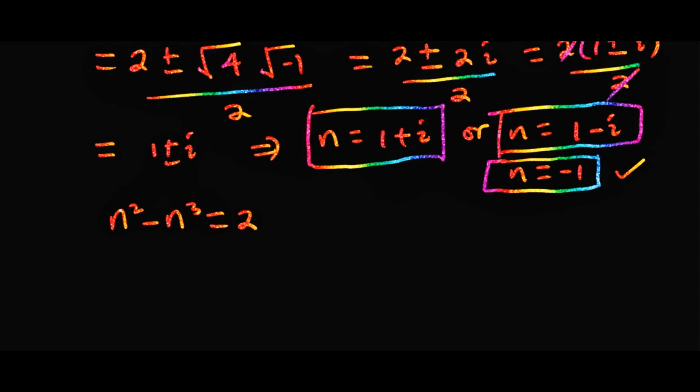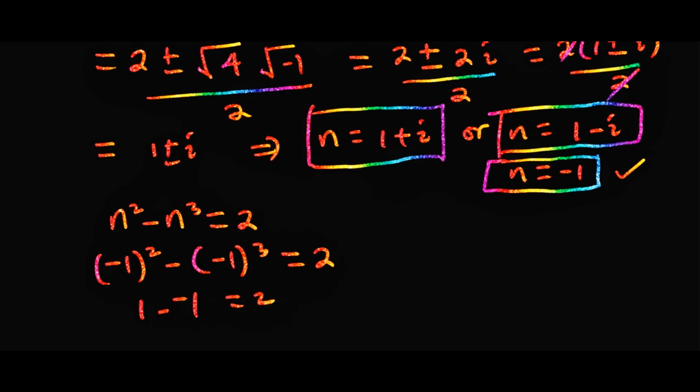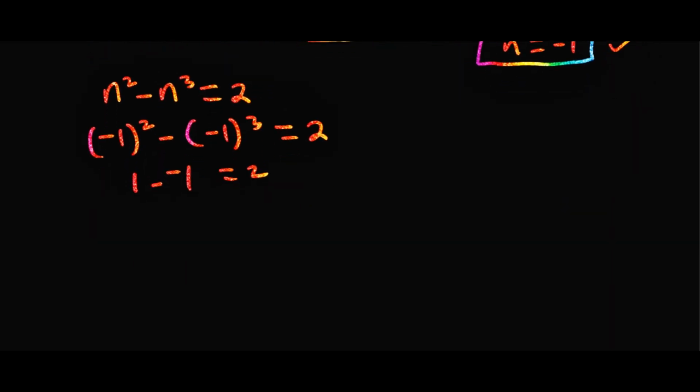So we have n squared will be (-1) squared minus (-1) cubed, and let us see if that is equal to 2. So (-1) squared is 1, and minus (-1) cubed is minus -1. So minus minus is a plus, so it means this is 1 plus 1, and 1 plus 1 is equal to 2. So it means, therefore, that our solution is true, that n is equal to -1.